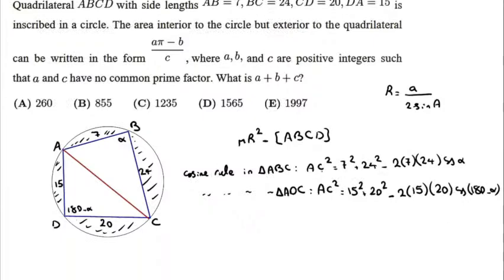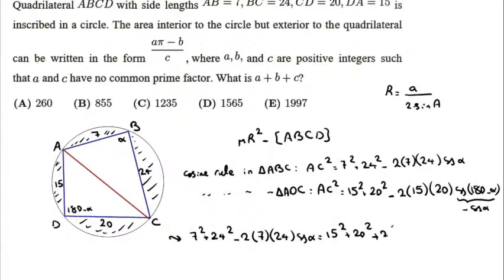Now, because AC squared equals AC squared, we conclude 7 squared plus 24 squared minus 2 times 7 times 24 times cos alpha equals 15 squared plus 20 squared, because it is negative cos alpha, we said, it will be plus 2 times 15 times 20 times cos alpha.